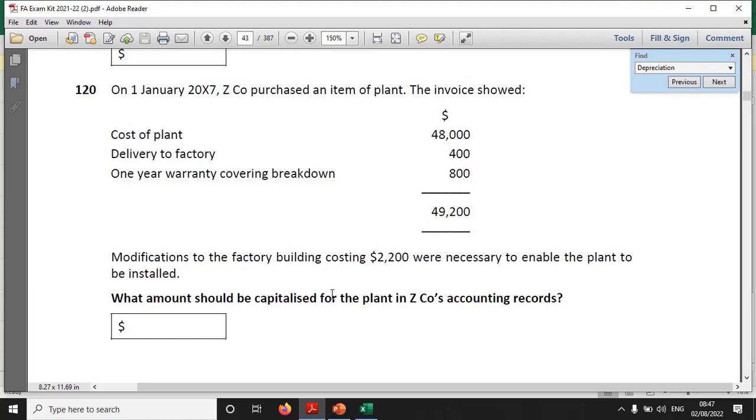Are you on your calculator? Yes. Let's begin. The cost of the plant, free on board. Are we taking that cost? Is that capital expenditure? You remember that thing that I drew for you?